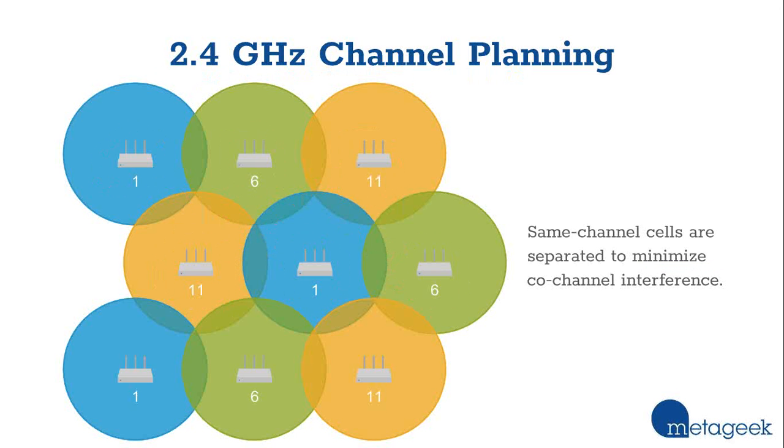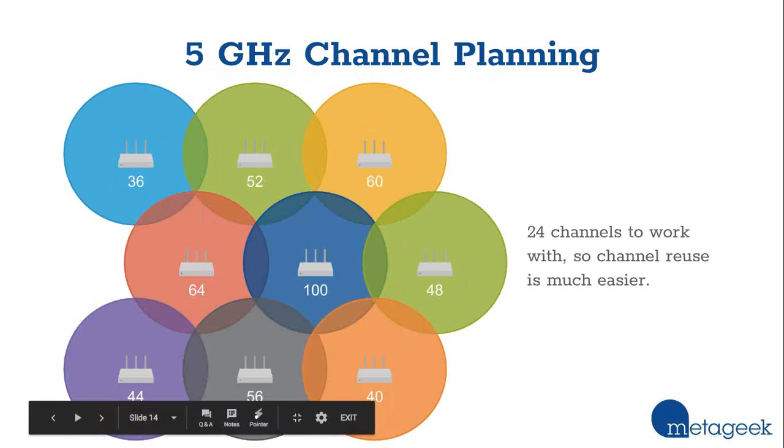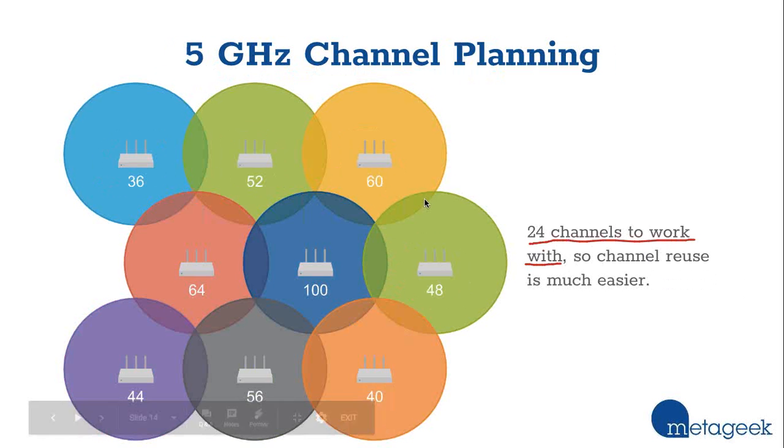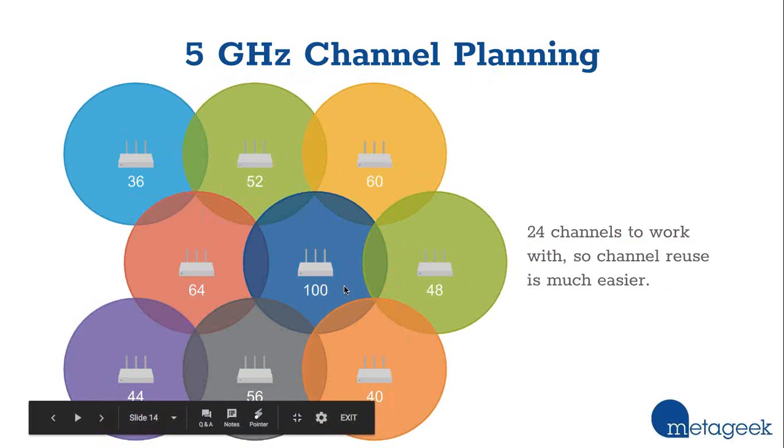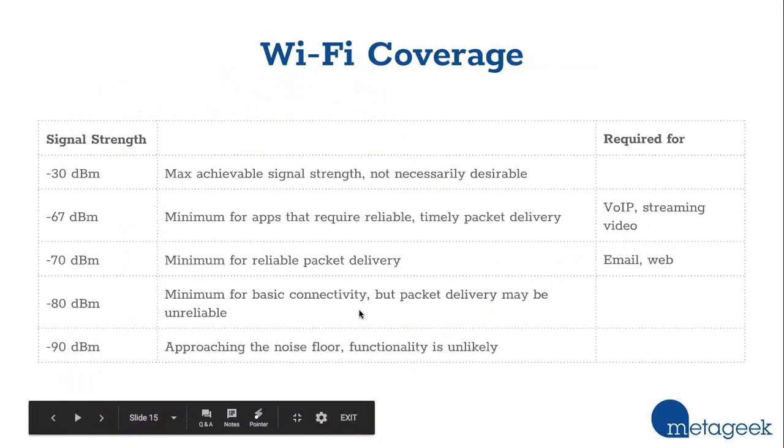Now, in the 5 gigahertz band, channel reuse is a lot easier because we have 24 channels to work with. We don't actually have to reuse any channels until we've deployed 24 access points. So you'll notice that we've got one channel 36 here, and then we can go to channel 52, and then channel 60, and so on and so forth. Channel planning in the 5 gigahertz band is a lot easier because of how many more channels we have available. And I'm going to show you how to do channel planning with Insider Office.